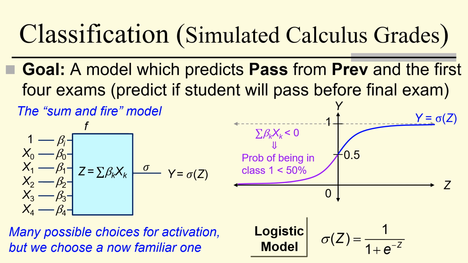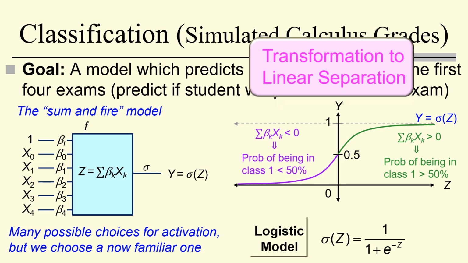So when the sum is less than 0, the probability of being class 1 is less than 50%. When it's greater than 0, the probability of being class 1 is greater than 50%. So we've transformed to linear separation. And we've incorporated the logistic model into our modern understanding of function as a layer.